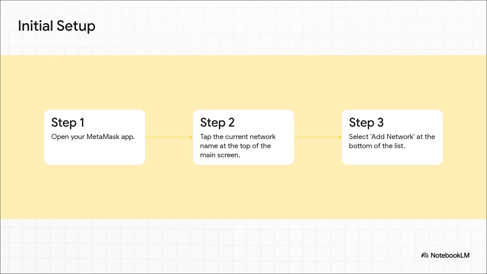Now, look right at the very top of the screen. You'll see the name of whatever network you're on right now. It's probably Ethereum main network. Go ahead and give that a tap. A little list is going to pop up, and all you have to do is scroll down and hit Add Network at the bottom. See? Super easy. Three quick taps, and we're in.